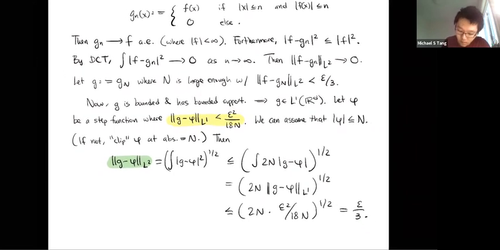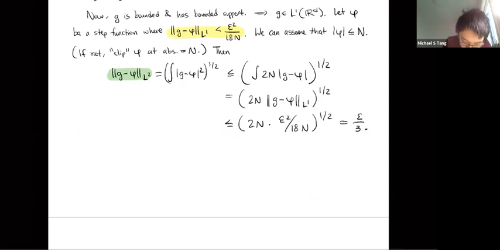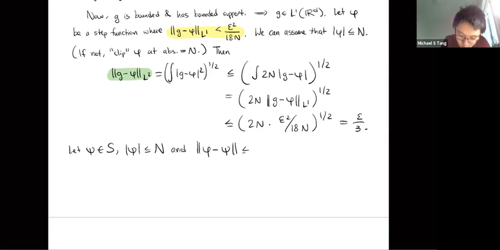All right, let's finish up then. So we've bounded our original function f by a function which is of bounded support, and then we bounded it by a step function. Now we have to round off the step function so we get something with all the rational parts. So let psi be an S, where also psi is bounded above by n, and let's say the difference in L1 norm between phi and psi is at most, well, the same value.